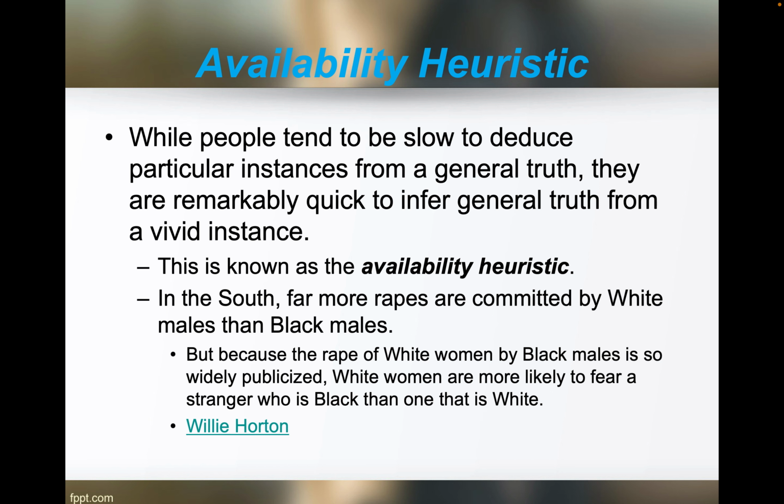In the South, far more rapes are committed by white males than black males. But because the rape of white women by black males is so widely publicized, white women are more likely to fear a stranger who is black than one that is white, even though you are more likely to be sexually assaulted by somebody that you know. This is a point of fact. It's like 80% of all rapes are by somebody that you are acquainted with.